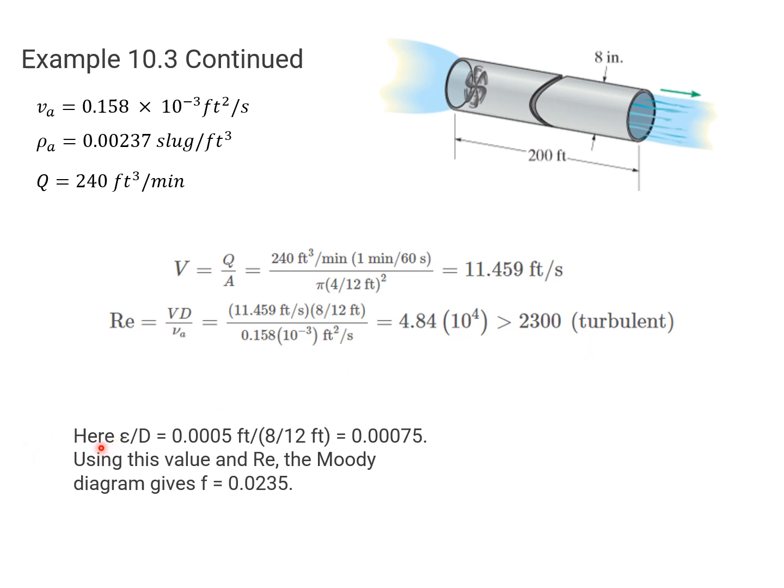So here we can calculate the relative roughness. It's the epsilon value divided by 8 inches divided by 12 converts it. So this 8 inches divided by 12 converts that diameter to feet. So it's 0.00075. So using this value, then the Reynolds number, the Moody diagram, you can look at the Moody diagram, you get 0.0235, roughly.